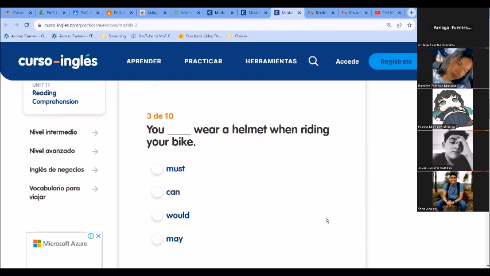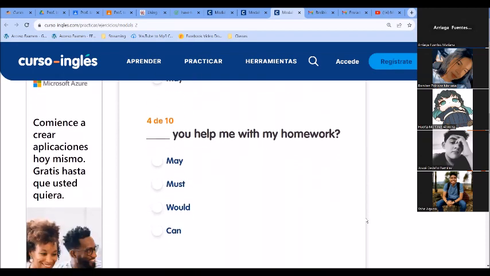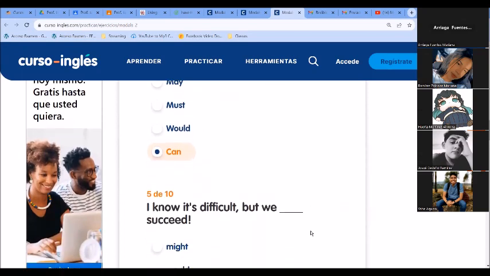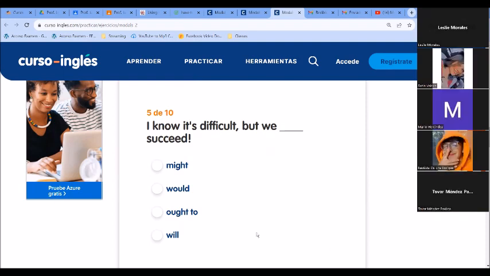You must wear your helmet when riding your bike. Or else you might crash and hurt yourself. Be careful. Yair, number 4. Can you help me with my homework? Exactly. Checking if there is a possibility? Do you have the ability to help? Good. Leslie?